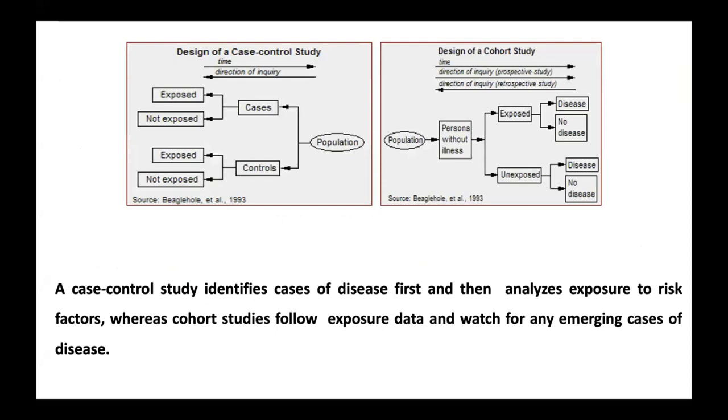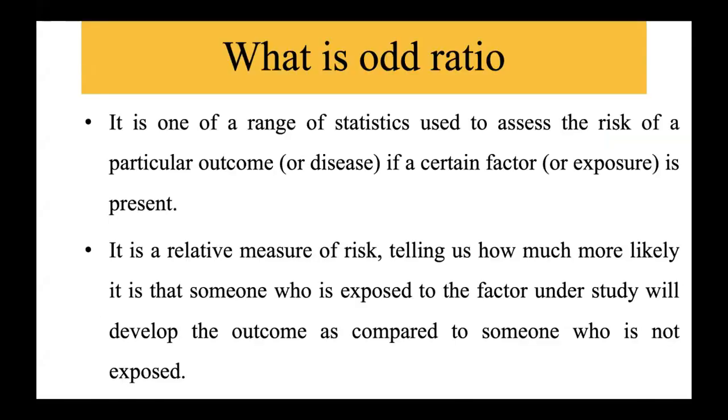A case control study identifies cases of the disease first and then analyzes exposure to the risk factors, whereas the cohort study is the opposite, following the exposure data and watching for the emergence of cases of the disease. On the left side you are seeing the case control study and on the right side the cohort study. In a cohort study, we check the relative risk, but in this we have to check the odds ratio. Now I'm going to another slide, giving you the assignment.